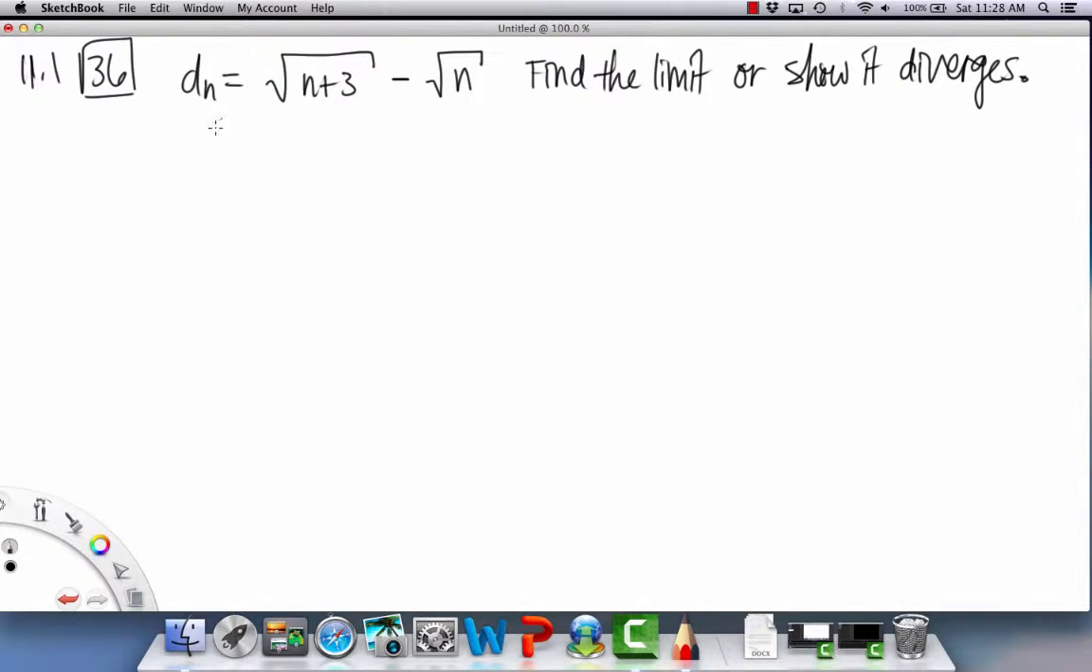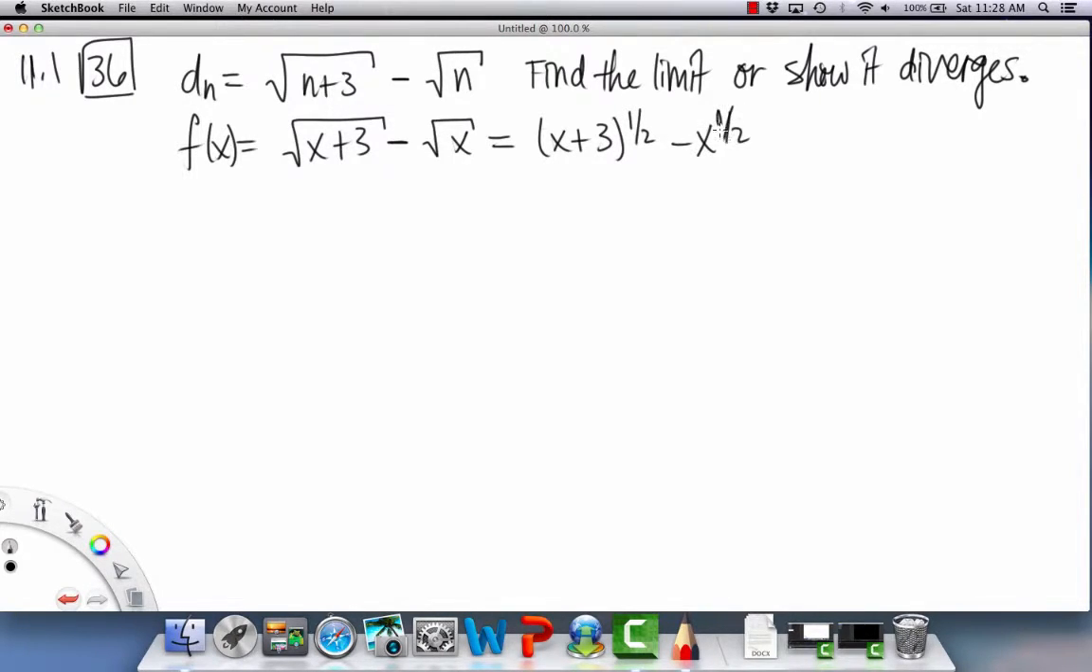So first of all, what I'd like to do is put this in f of x form. So that just means replacing all the n's with x's, right? So we're going to have square root of x plus 3 minus square root of x. Okay, and then I like to rewrite things with exponents. The reason behind writing it in function form is because I'm going to take the first derivative to see if it's a decreasing function or an increasing function.